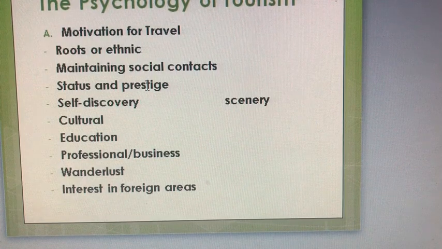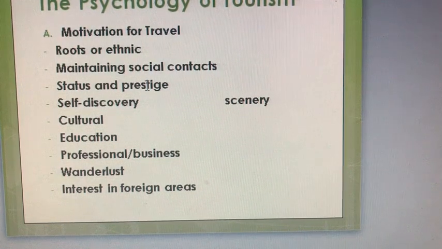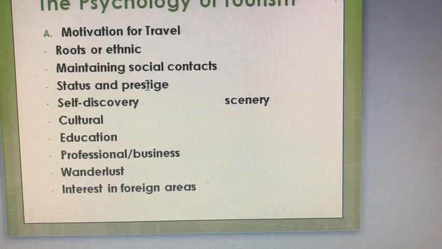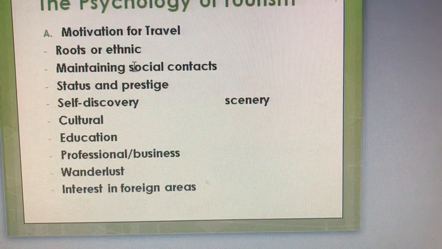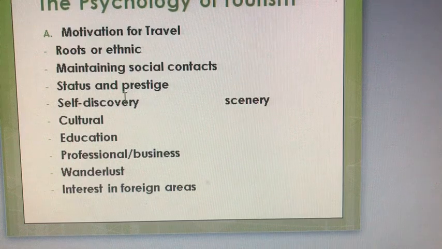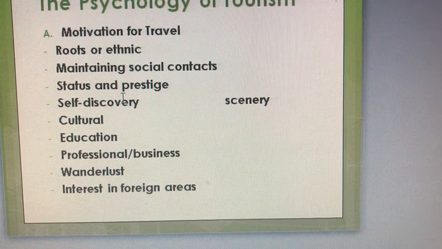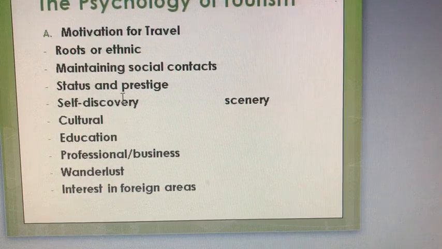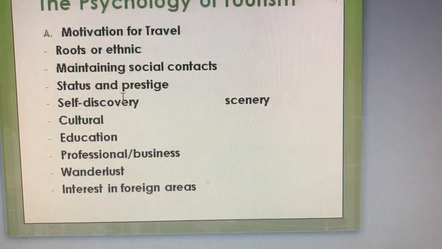Another one, we have maintaining social contacts. When we travel to other places, to other destinations, we cannot avoid that we would be able to socialize with other people. If you are very sociable, so you really want to maintain social contacts with other people, you travel, right? You visit different places.